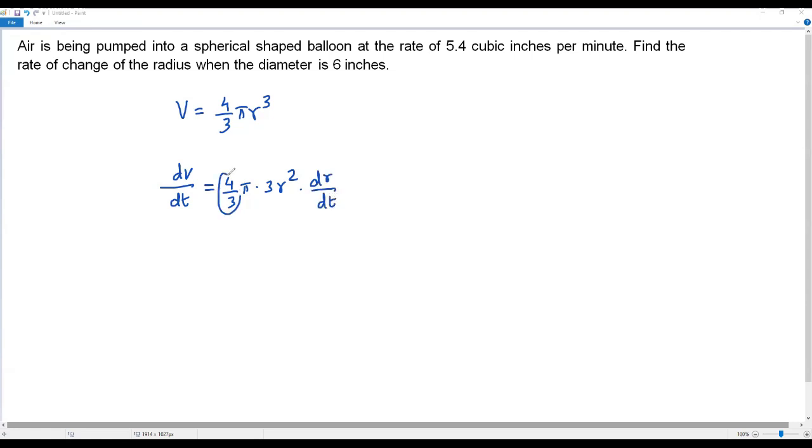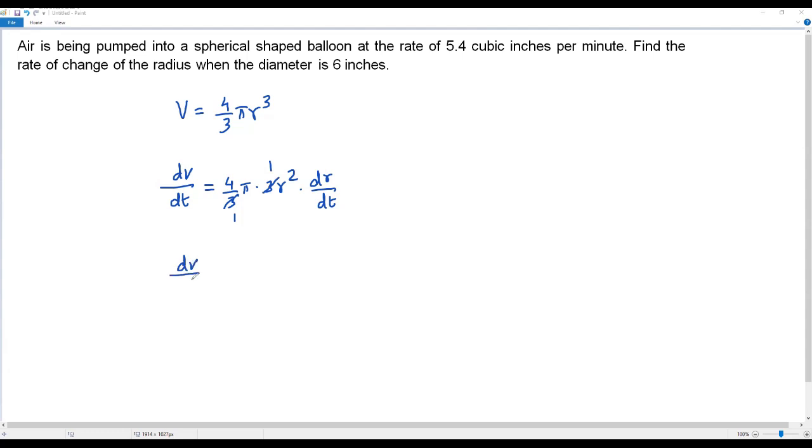I have kept 4/3 and pi as they are because both of them are constants. When I find a derivative, whenever a variable is multiplied by a constant, I keep the constant as it is and find the derivative of the variable alone. Now let's simplify. The 3 here and the 3 here can be cancelled. 3 goes into 3 one time. Here also 3 goes into 3 one time.